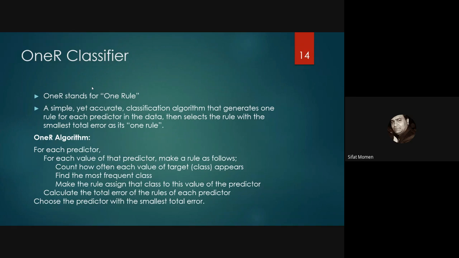is also not a very sophisticated classifier, but it's slightly better than the ZeroR classifier. So what does OneR stand for? It stands for one rule classifier. That means I'm going to use one rule to understand. It's a simple yet accurate classification algorithm that generates one rule for each predictor in the data, then selects the rule with the smallest total error as its one rule.